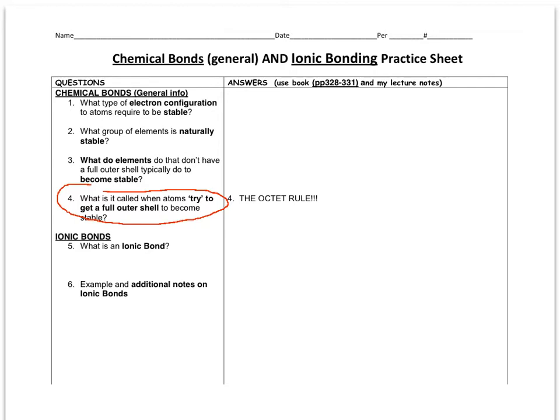I sort of addressed it in question number 3, but basically what is it called when atoms try to get a full outer shell to become stable? In general, it's called the Octet Rule, where octet means 8, where the outer shell tries to get 8 valence electrons to become stable. The exception, of course, is helium and hydrogen, they only need 2, but we usually still refer to it as the Octet Rule. So, trying to get 8 valence electrons to be stable.